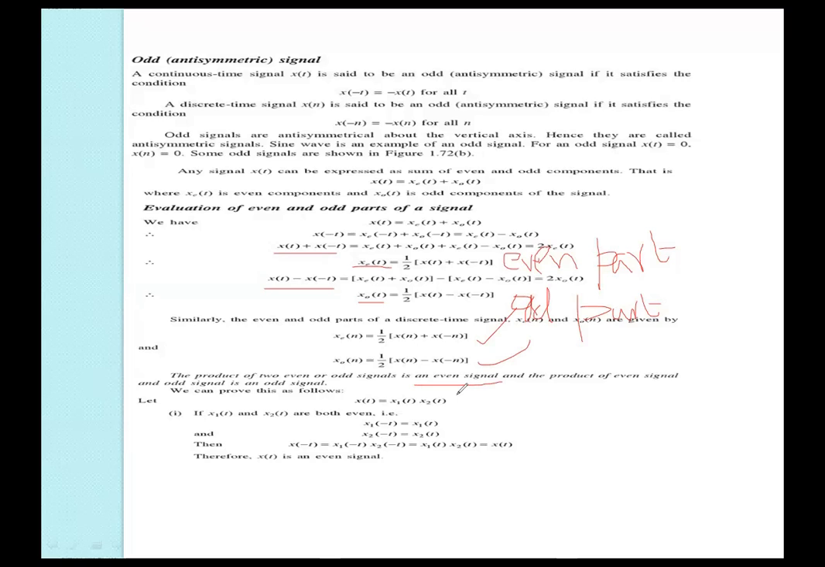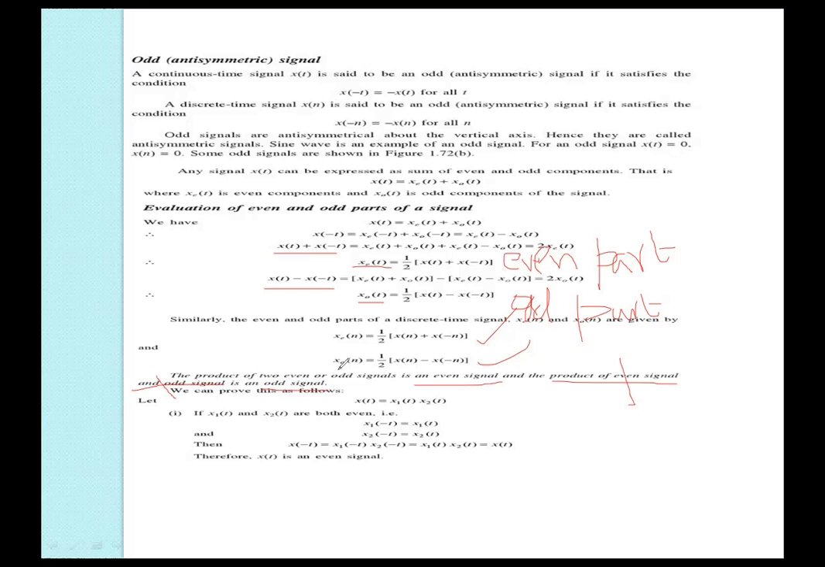Product. Plus into minus is a minus. Minus into minus becomes a plus. So the product of two even or two odd functions is an even signal, and the product of an even signal and an odd signal is an odd signal. When we take the even and odd, plus into minus is a minus.